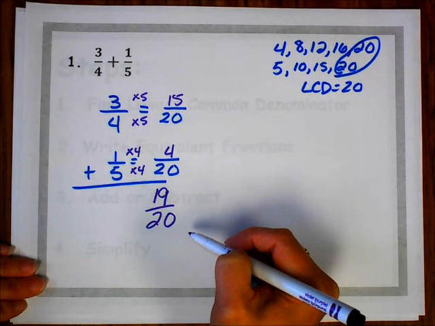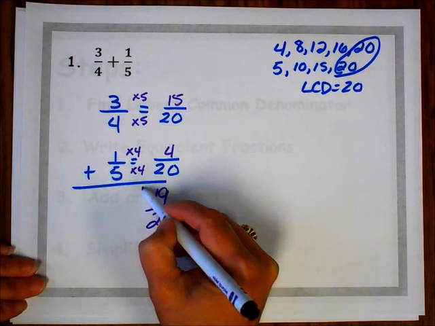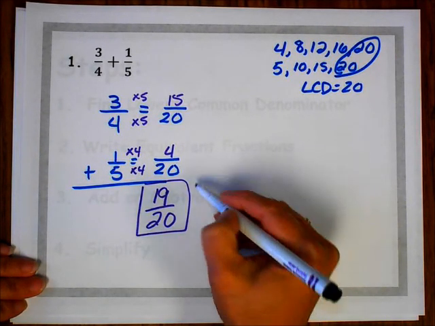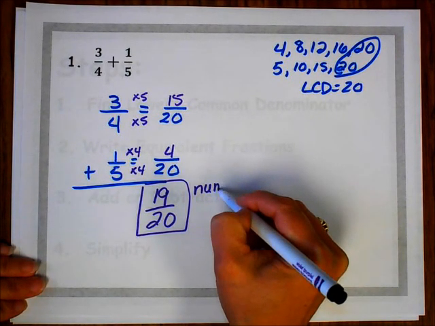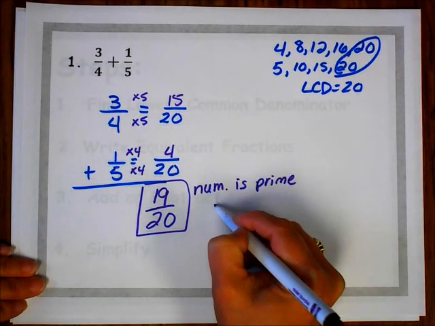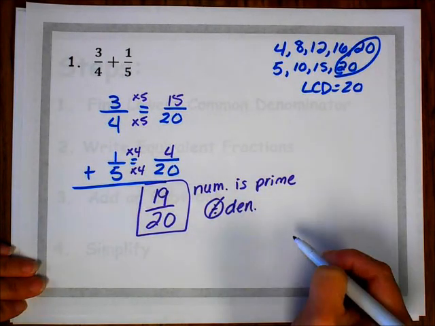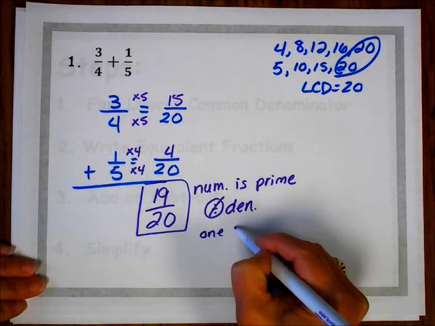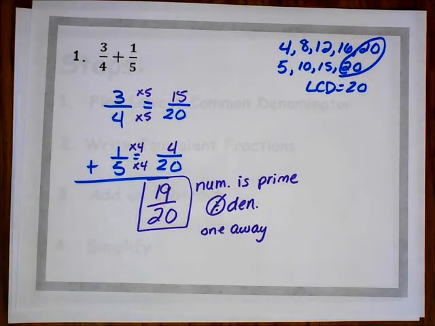My last step is to always see if I can simplify. I cannot simplify any further because my numerator is prime, 19 is prime, and it will not divide evenly into the denominator. Or you could tell me because they are 1 away. Let's try another.